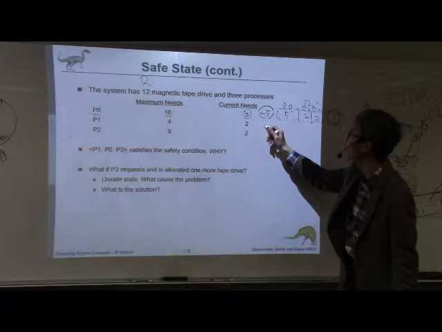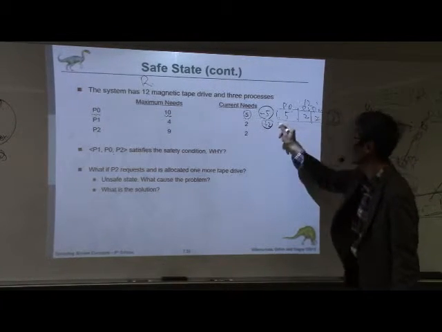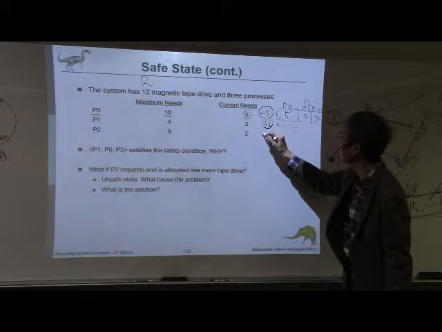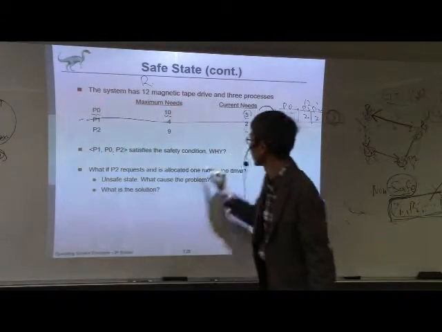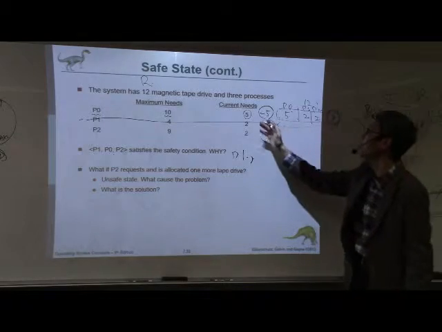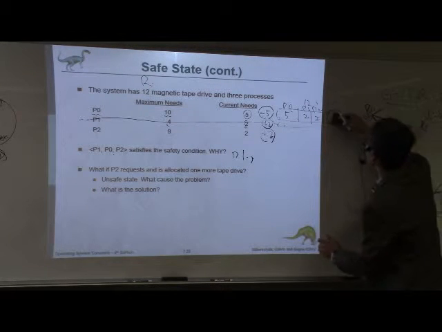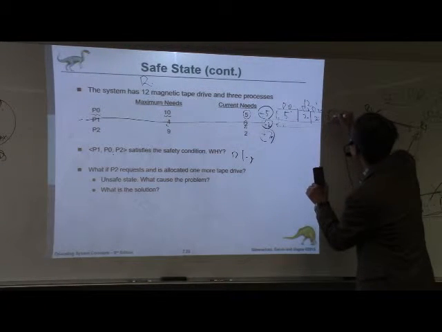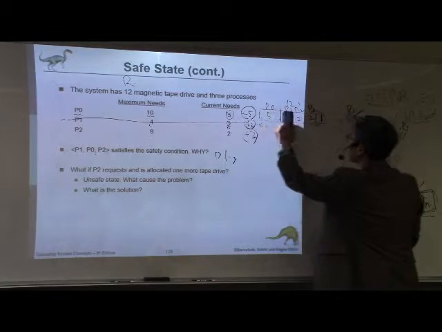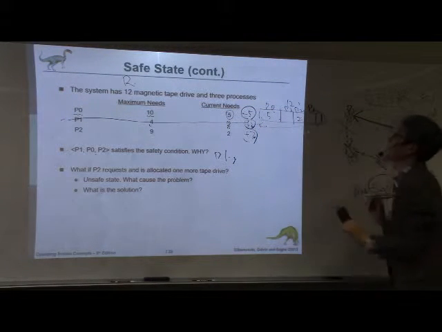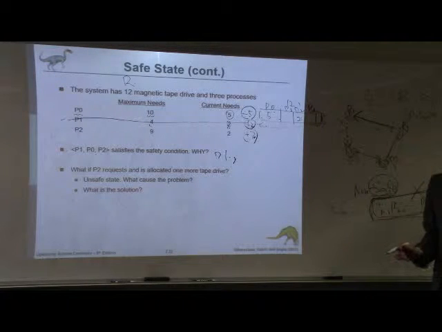P1 needs 2 more, so we can actually allocate them to P1. P2 needs 7, so not possible. So P1 can be terminated. Let's clarify: 2 of them are allocated to P1, and 1 is available right now. Once P1 is terminated, 4 of them will be released, so 5 of them are available.